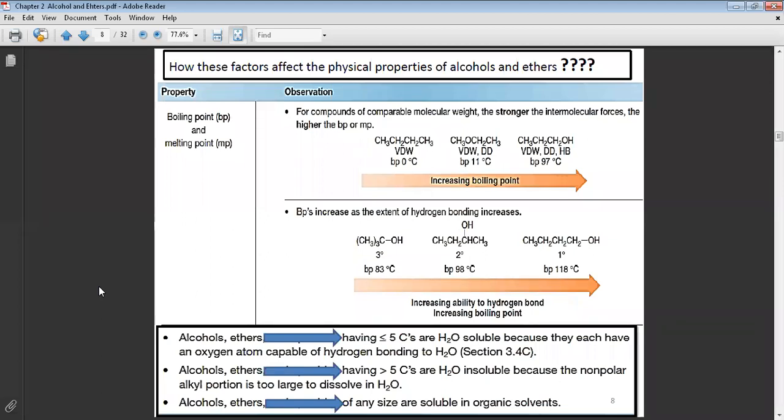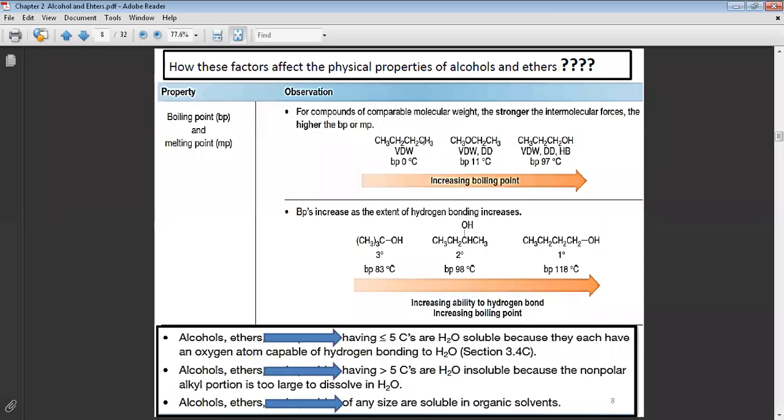Now, how do these factors affect the physical properties of alcohols and ethers? Look here at the properties: we take just boiling point and melting point. For compounds of comparable molecular weight, meaning the molecular weights are the same or near each other, look here: the stronger the intermolecular forces, the higher the boiling point and melting point.